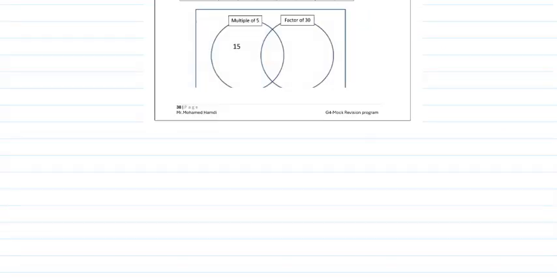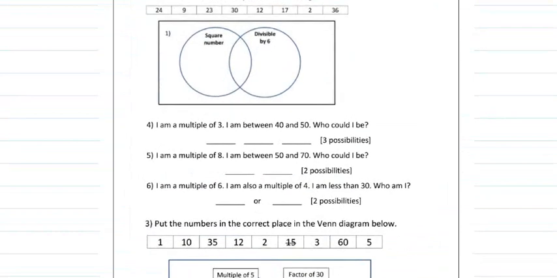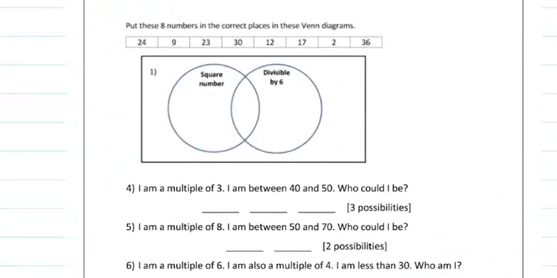Let's check here. Put these numbers in the correct places. I need a square number divisible by 6, in the times table of 6. Let's color the square numbers. 1, 4, 9. 9 is a square number. 16, 25, 36, 49. We have here 36 and 9.